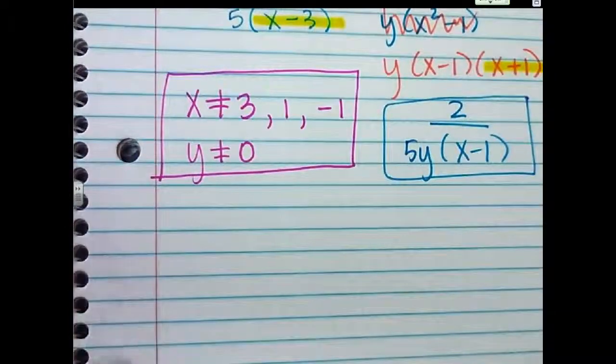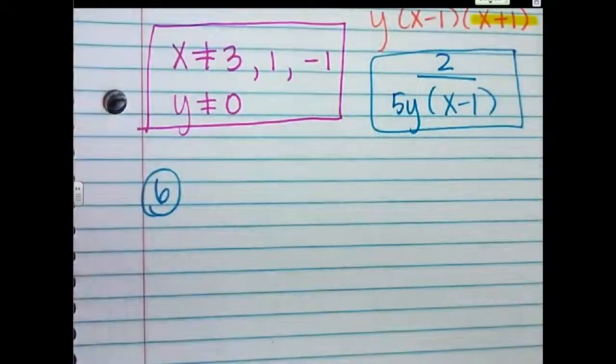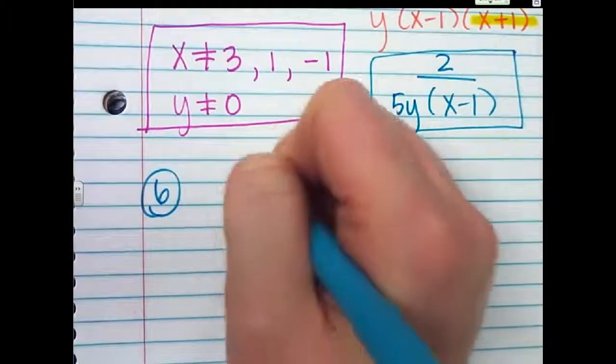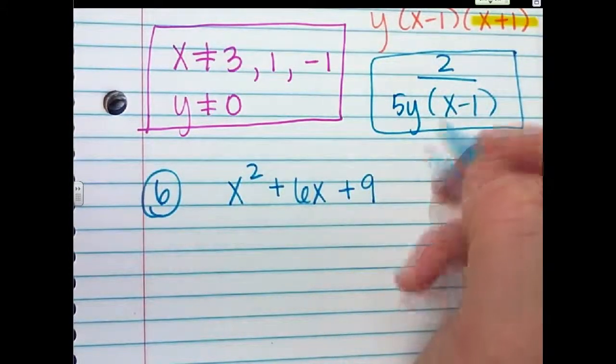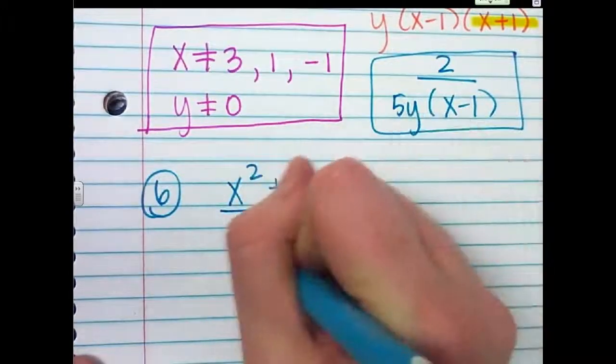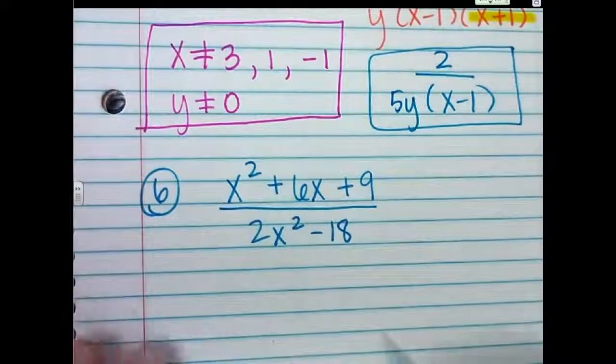Number 6. Let me try to get 1 or 2 more with you guys real quick. We have a little bit of time to start. We'll do this one and then I'll get one on your homework with you. So number 6.